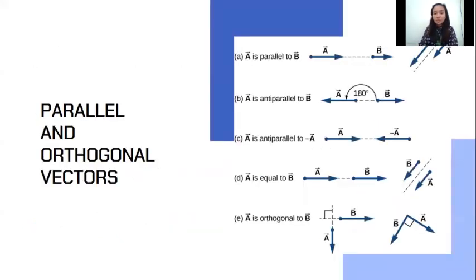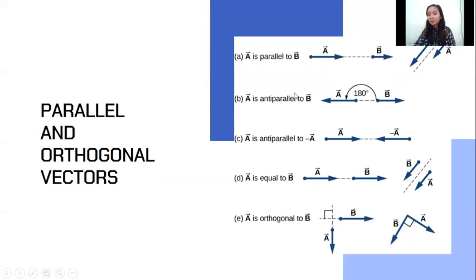Now, what are parallel and orthogonal vectors? So, we have the following. Matatawag natin siyang parallel if they are going in the same direction. Tapos, the same axis sila. Both are, for example, this one, both are in horizontal direction and then they are going to the east. So, we call it parallel.